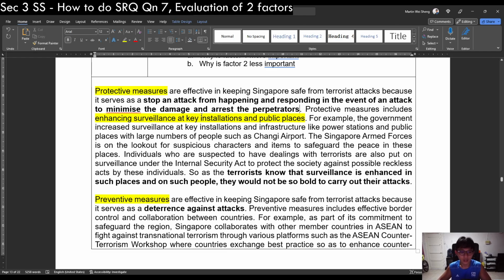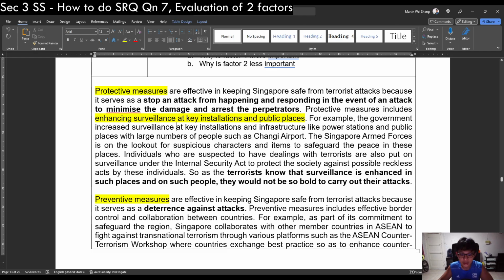Okay, so protective measures are to stop an attack from happening, respond to the event to minimize damage, and arrest the perpetrators. In other words, if something bad has already entered Singapore, how do we protect? How do we provide a shield against all these negative elements to minimize the negative impact that they may cause?